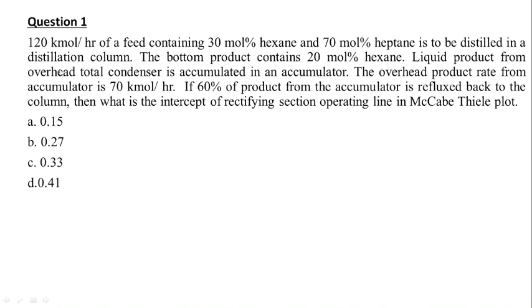Liquid product from overhead total condenser is accumulated in an accumulator. The overhead product rate from accumulator is 70 kilomole per hour. If 60% of the product from the accumulator is refluxed back to the column, then what is the intercept of rectifying section operating line in the McCabe-Thiele plot?